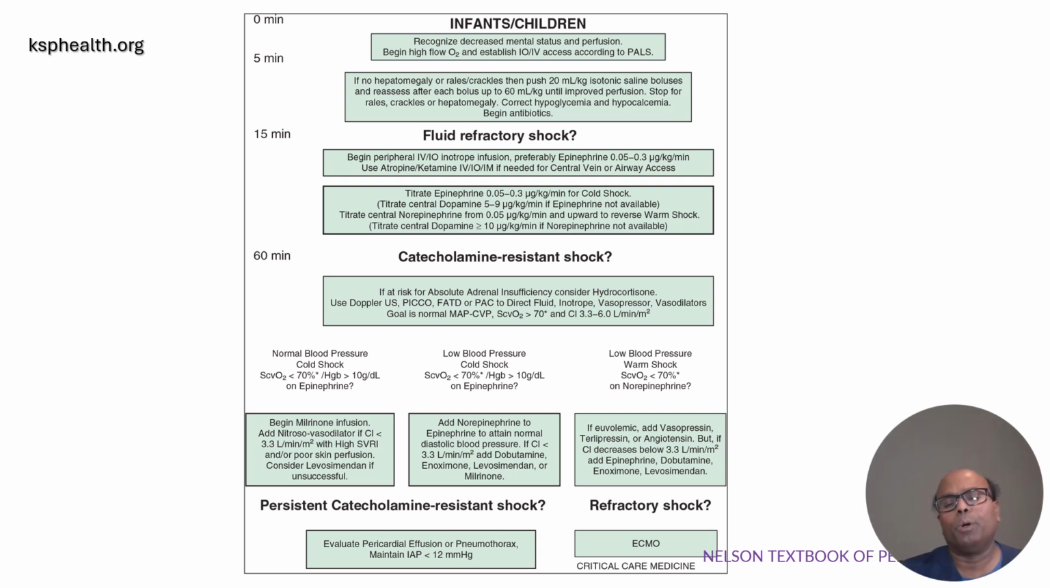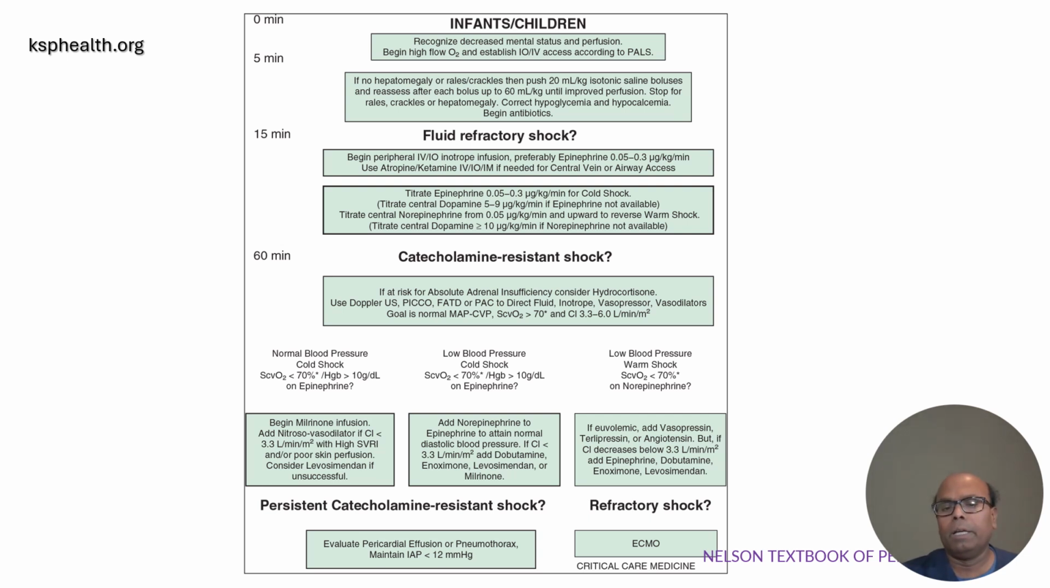This algorithm talks about shock in infants and children. When you see decreased perfusion with altered mental status, begin high flow oxygen and establish IO or IV access according to PALS. If there is no hepatomegaly or rales or crackles suggestive of cardiac dysfunction, go ahead and give 20 ml per kilo of isotonic saline boluses and reassess after each one, to a max of 60 ml per kilo, or till the patient develops crackles, hepatomegaly, or other signs of fluid overload.